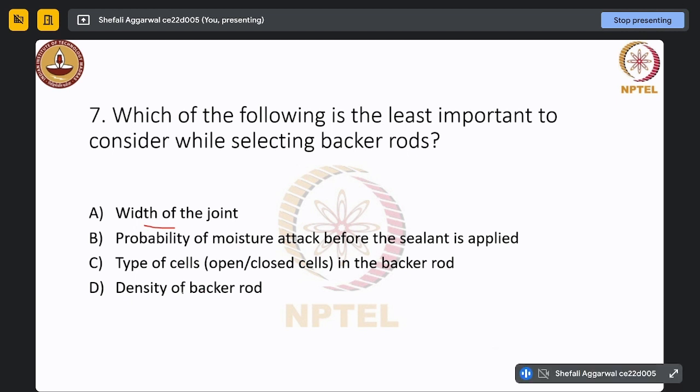Next is the density of backer. Density of backer doesn't have that much role when we are selecting the backer. So the answer will be D.